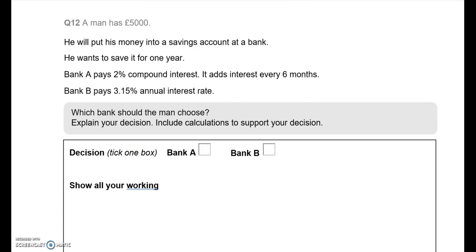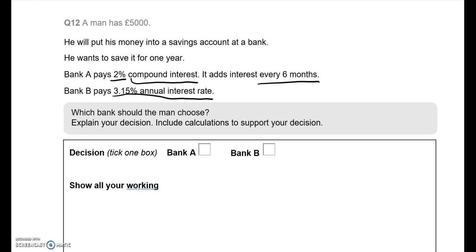A man has £5,000. He will put this money into a savings account. He wants to save it for 1 year. Bank A pays 2% compound interest. It adds interest every 6 months. So that is every 6 months, so twice a year. Bank B pays 3.15% annual interest rate. So that would be simple interest. Which bank should the man choose? Explain your decision. Include calculations to support your decision.